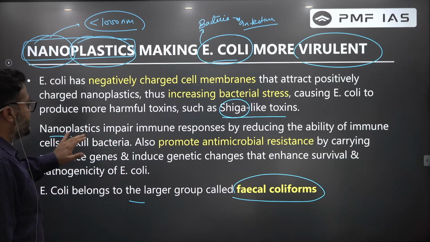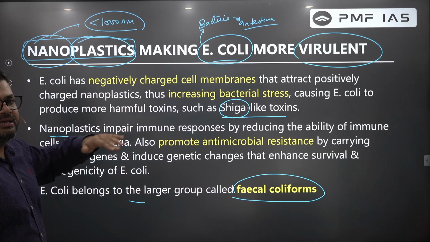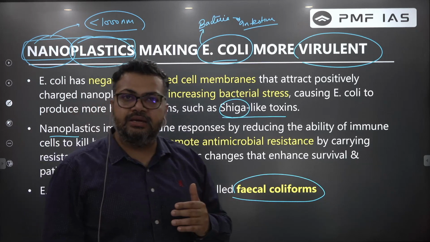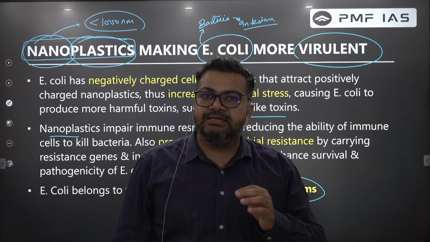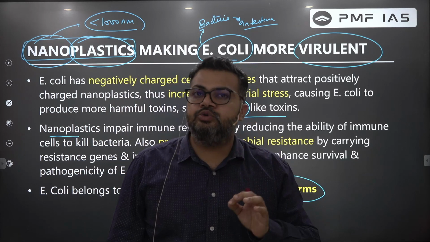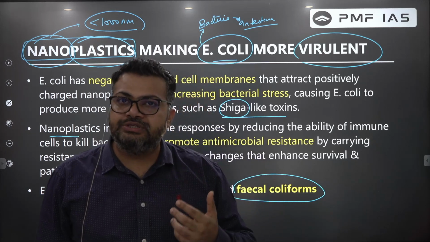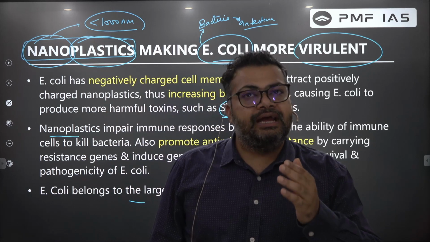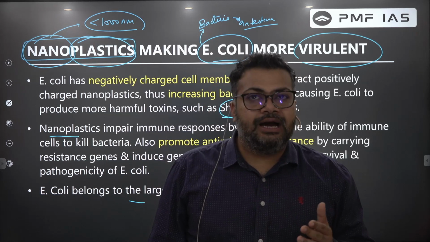So nanoplastics, let's read what it says. So this is the reason why E. coli has been written to become more virulent as it comes in contact with nanoplastics. The primary reason is that as the nanoplastics enter into the body, the E. coli starts triggering its own immune system against it, and in the process of triggering its own immune system, it ends up producing toxins which are very dangerous for humans to survive. I hope all of you understand.